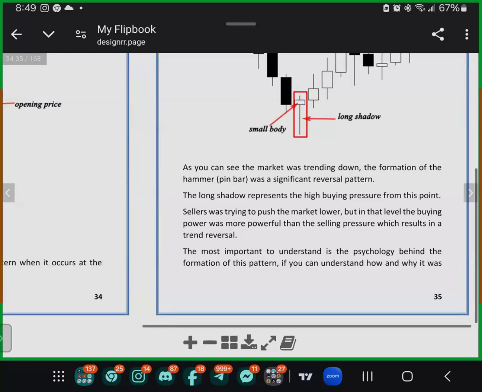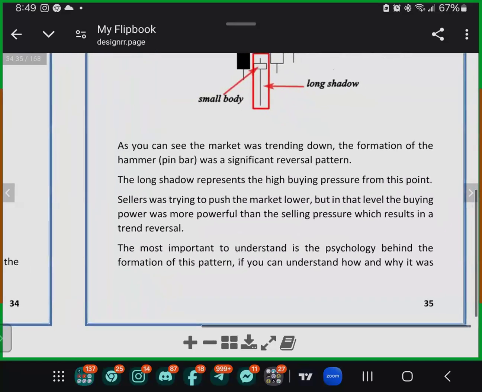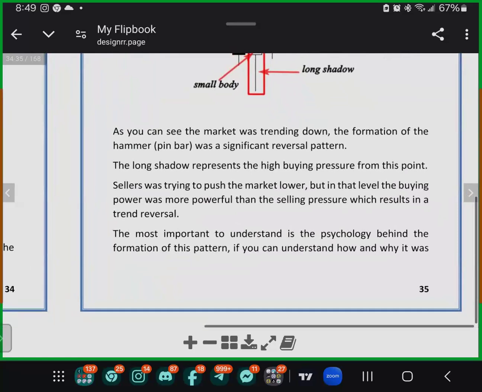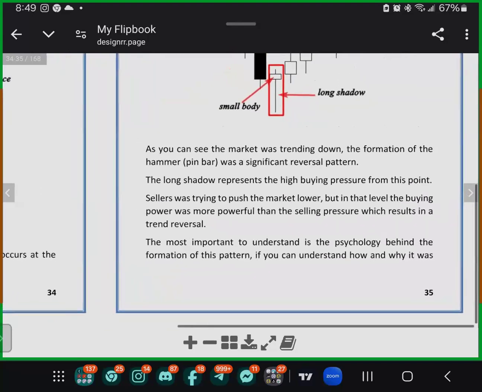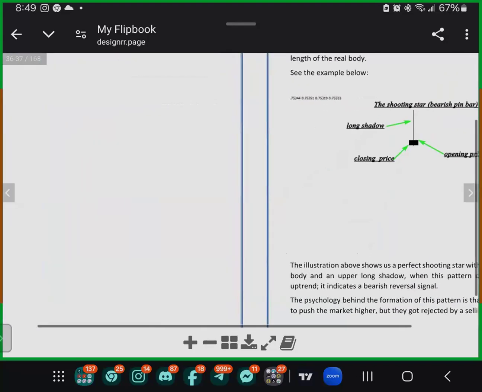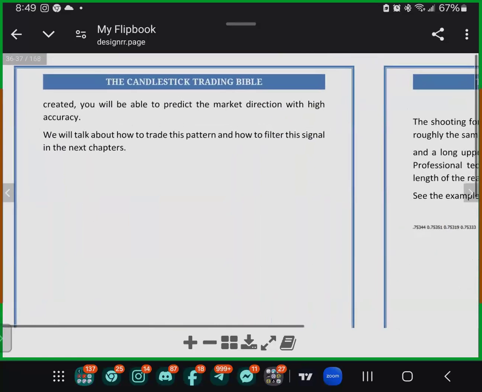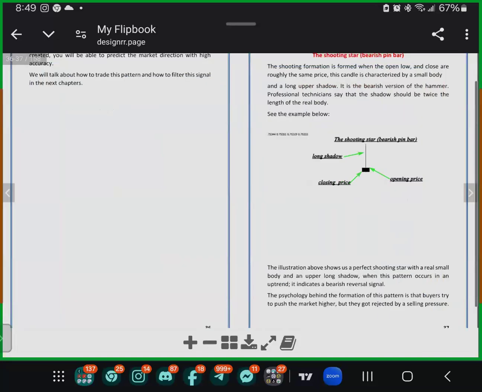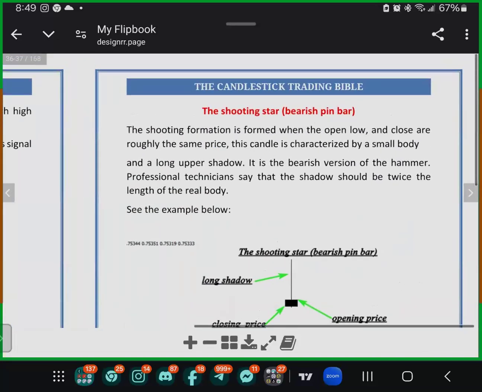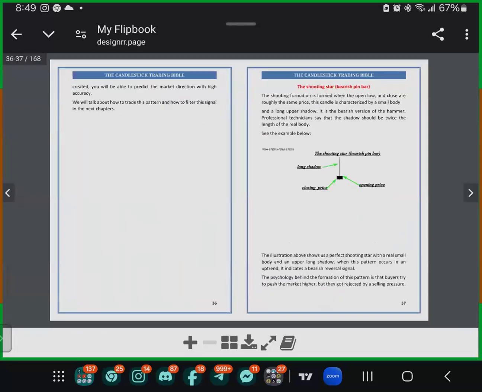The most important thing to understand is the psychology behind the formation of this pattern. If you can understand how and why it was created, you will be able to predict the market direction with high accuracy. We will talk about how to trade patterns and how to filter the signal in the next chapters. All right, so in the next chapters, we're going to go over the shooting star.